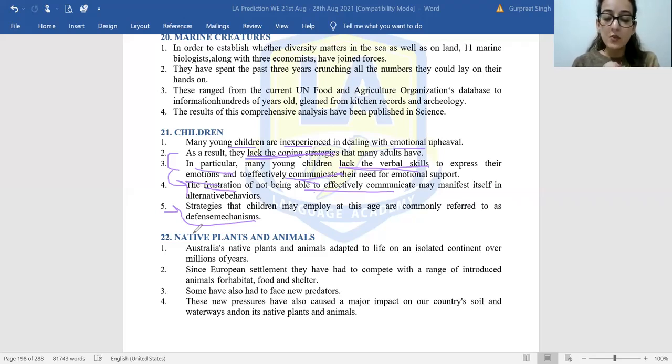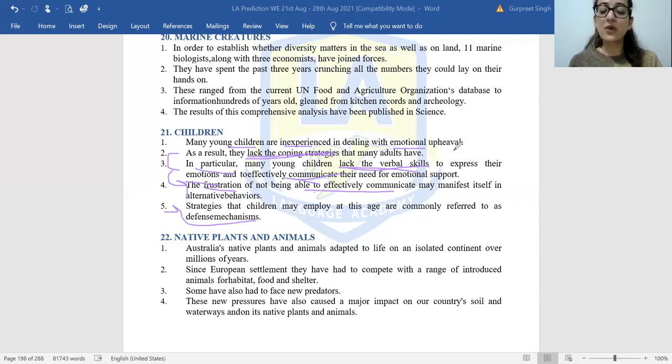So this is one important thing that can help you when you solve reorders: what is the overall concept of the sentence? Is it a problem? Is it a solution? Is it a reason? Or is it a result? So an overall understanding of the sentence can help us to place it in the correct order.